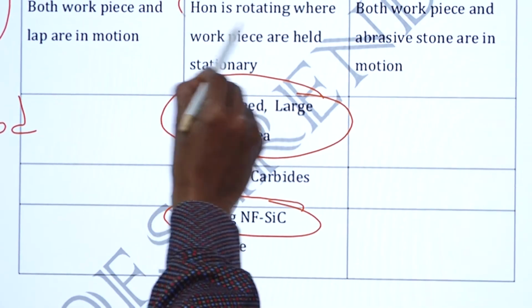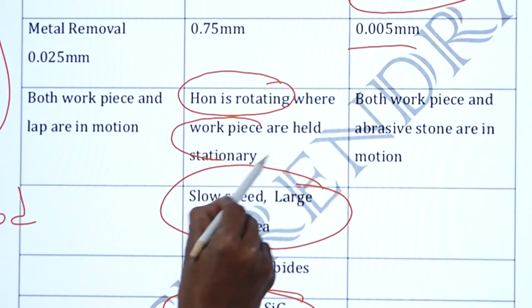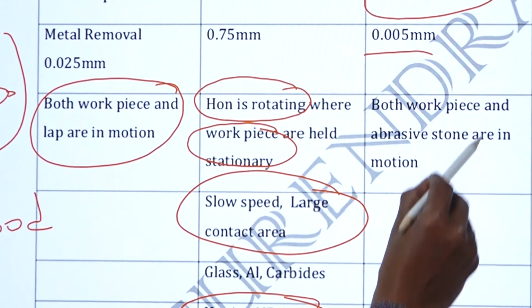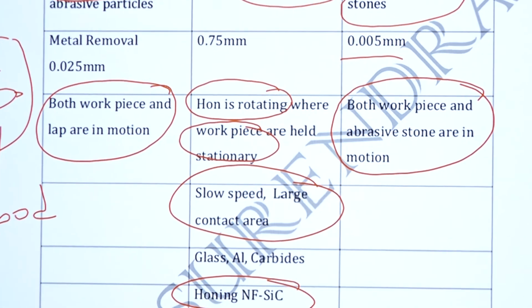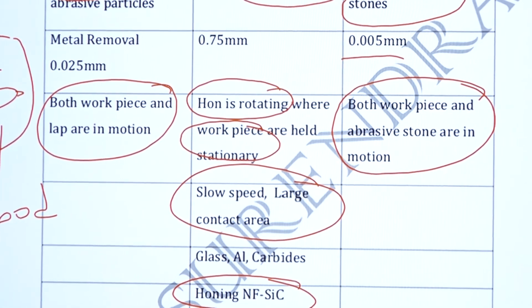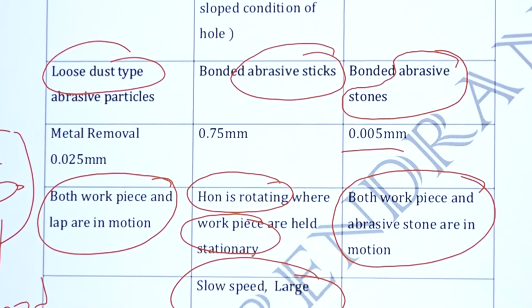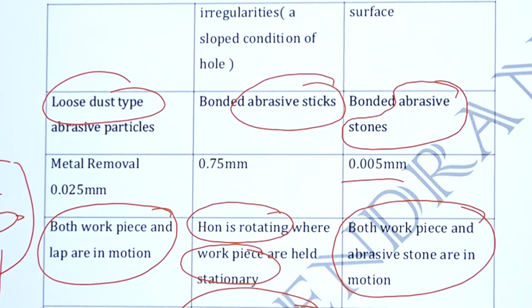In lapping, the lap rotates and the workpiece is stationary, or both workpiece and lap are in motion. But in honing, the workpiece is held stationary.